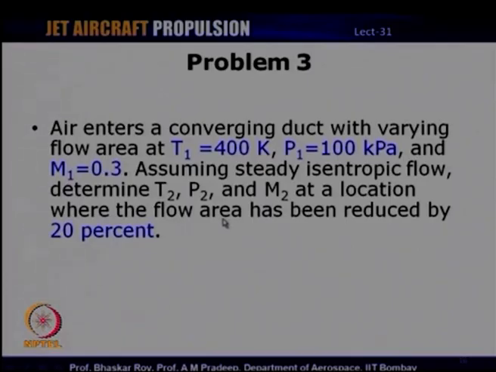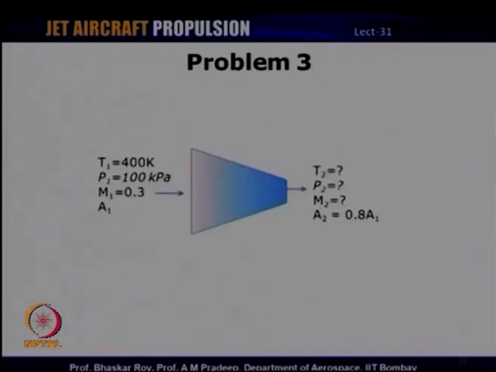So, it is given that as the flow exits the nozzle, the flow area has been reduced by 20%, that is, the area at the exit of the nozzle is 80% of the area at the inlet. So, this is the problem statement. We have a converging nozzle, inlet static temperature, static pressure and the Mach number are specified, and the exit area is given as 0.8 times the inlet area. We are required to find out the exit static temperature, pressure and the Mach number.